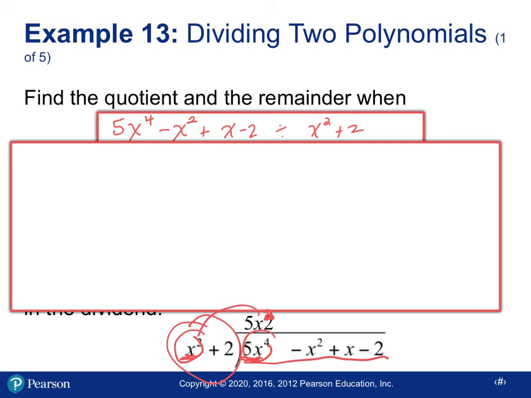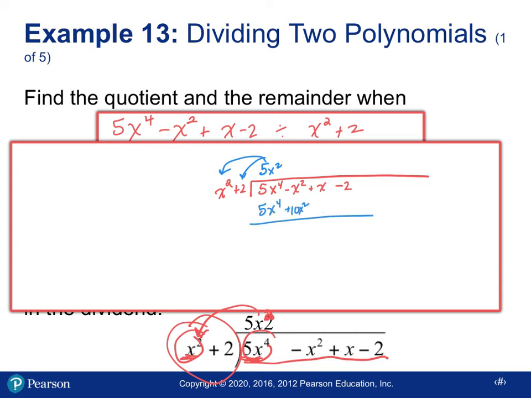So you do 5x squared times x squared, and you're going to write it underneath. So let me put it up here. And then you're going to distribute this 5x squared to each term, and you're going to get 5x to the fourth plus 10x squared. And then you're going to subtract. When you subtract, you change the signs.